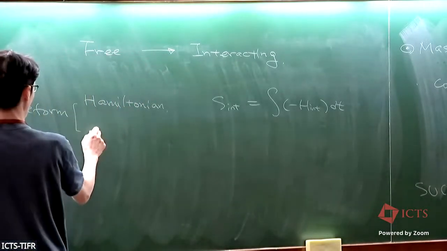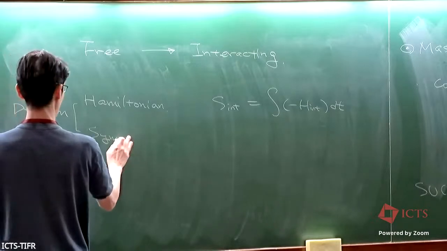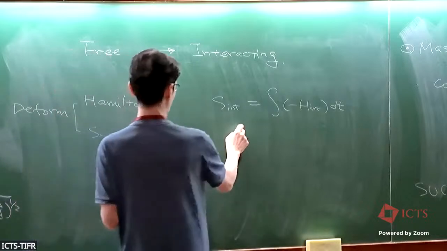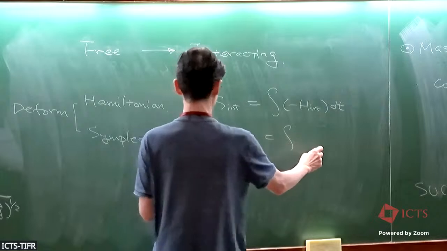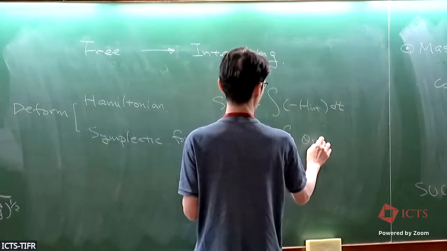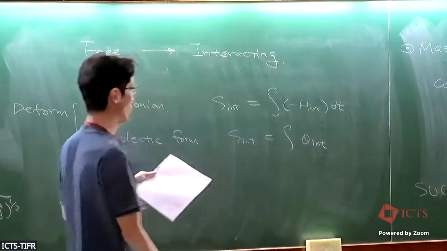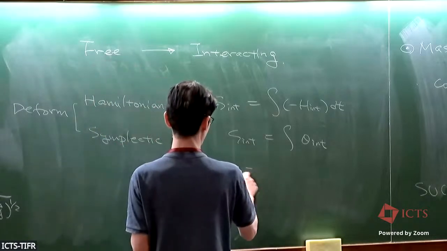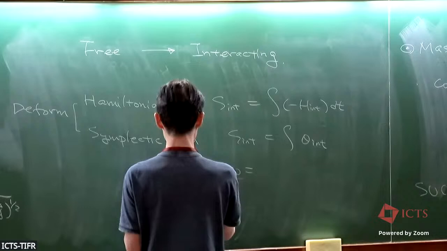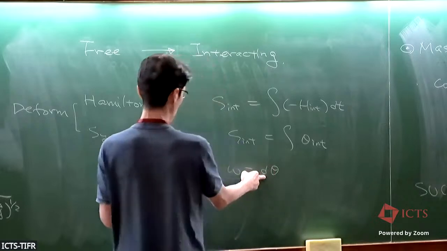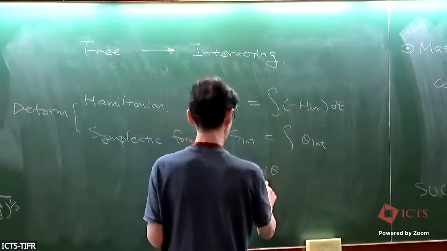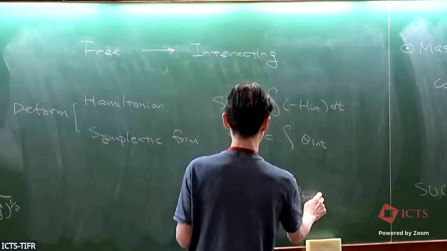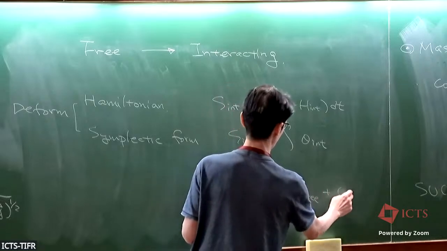Or you can try to deform your symplectic form. What enters the action is the symplectic potential, where I'm denoting the symplectic form by omega, which is the exterior derivative acting on the symplectic potential. And now we are assuming that the full symplectic potential is the sum of the free part and the interacting part.